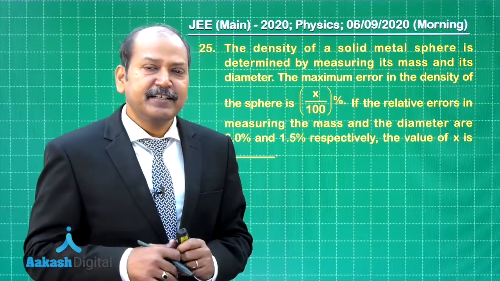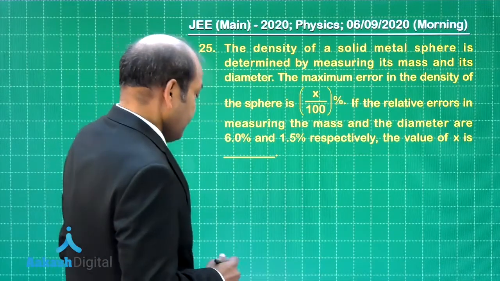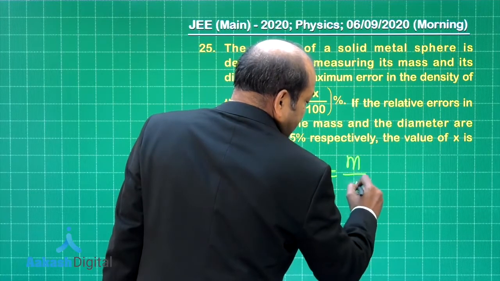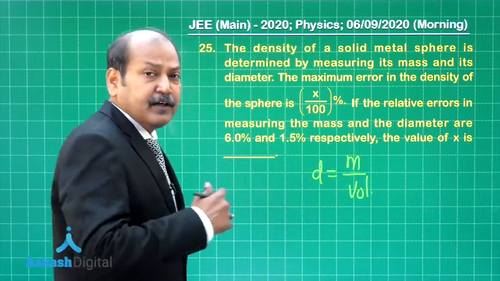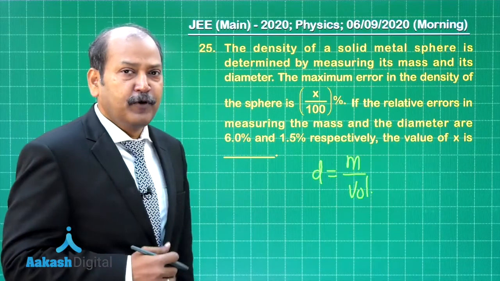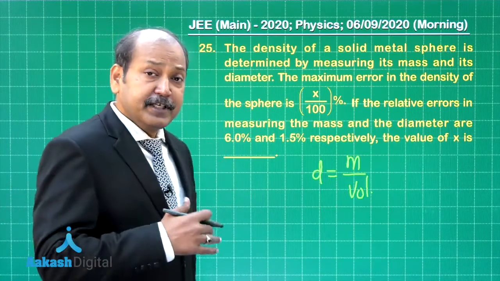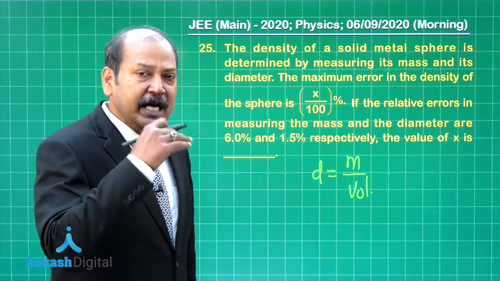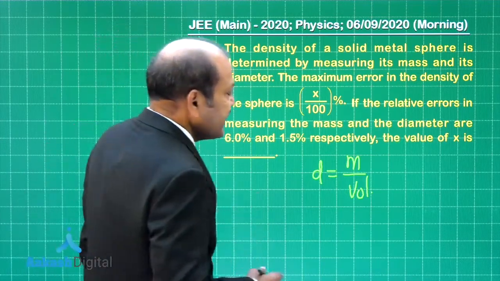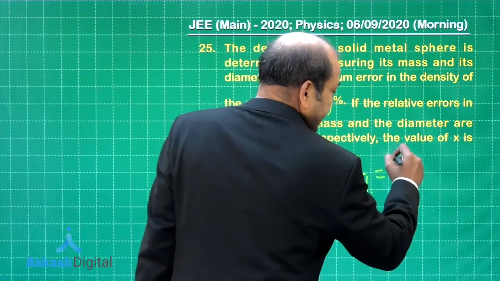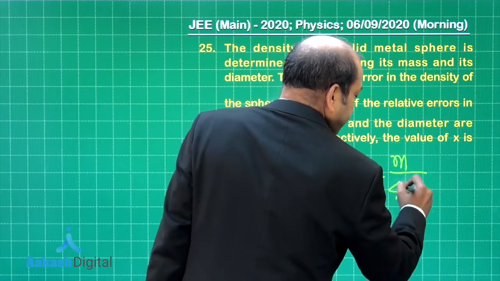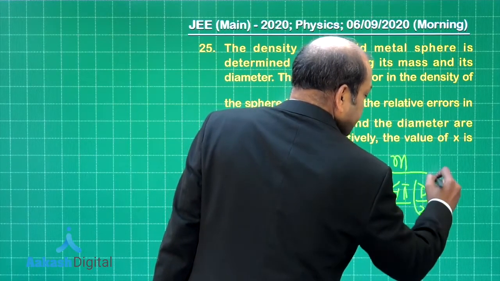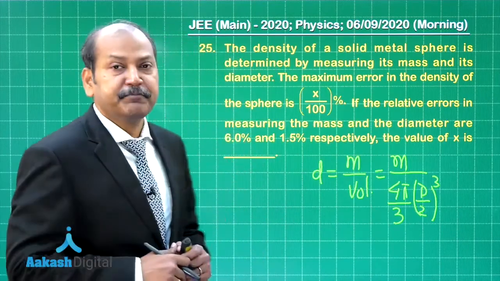Let us first write the expression for the density. Density is given as mass divided by volume, and here the diameter is being measured to calculate the volume. So, in terms of diameter capital D, volume is written as 4 pi by 3 into capital D by 2 cube. Let us write that here. We have density D as mass m divided by 4 pi by 3 into capital D by 2 whole cube. So, this is the expression for the density.